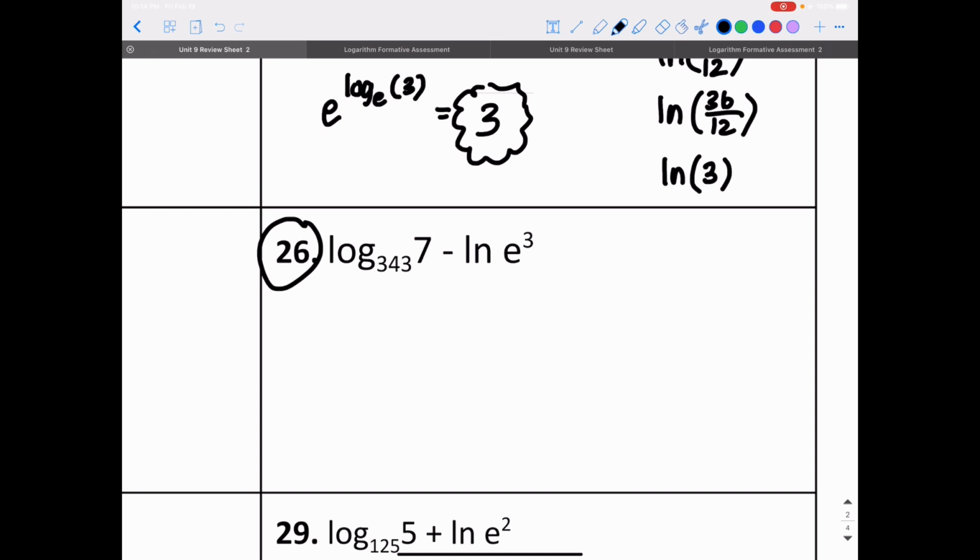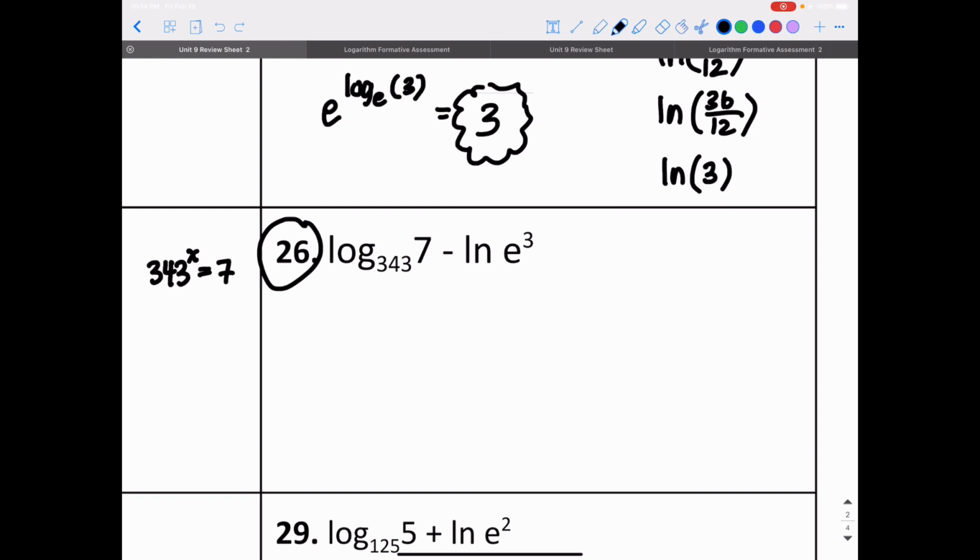So there's two different ways that you can do this. The easiest way is to say, I have 343 raised to what power gives me 7. That's what this is asking for. That's what exponent this is asking for. It's asking for an exponent. Whenever you see logarithm, it means exponent.